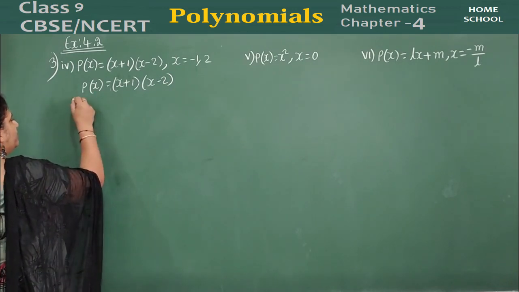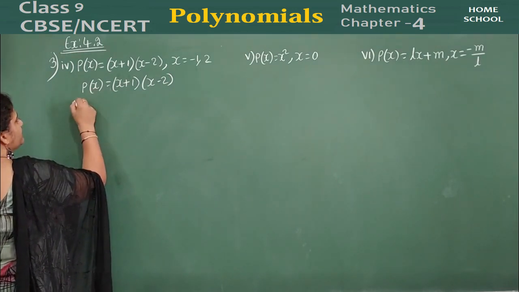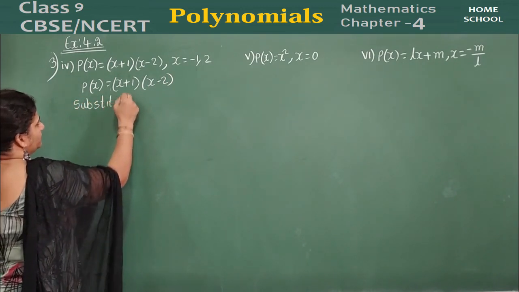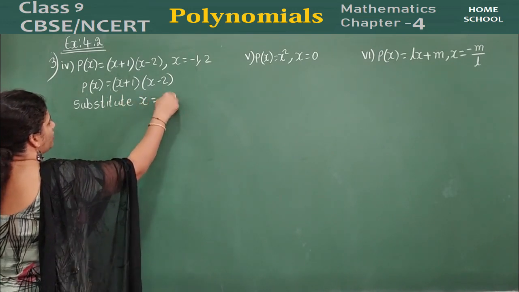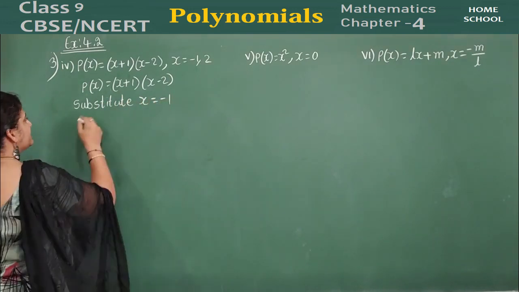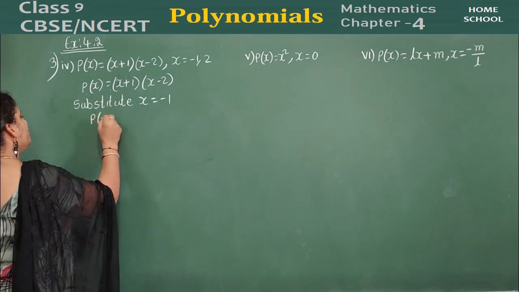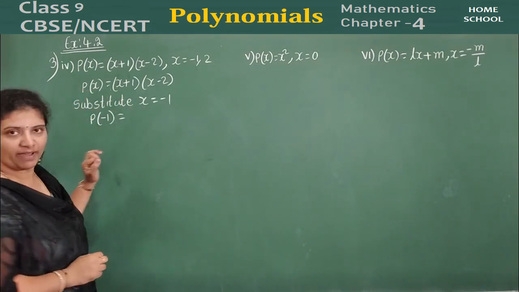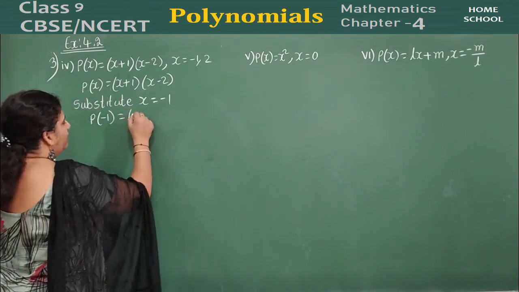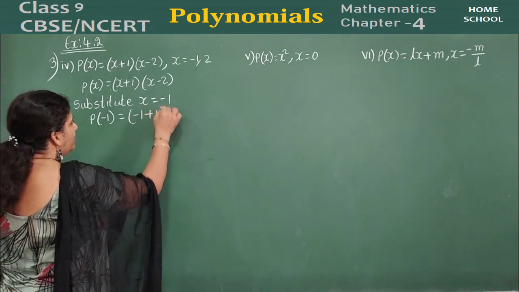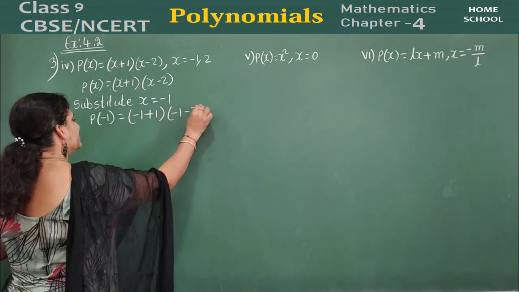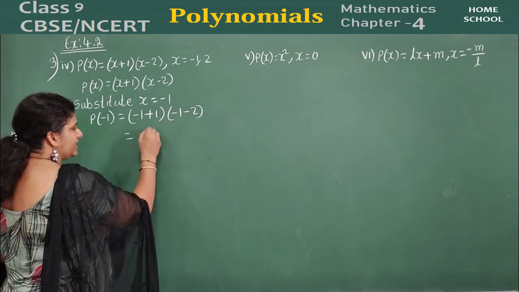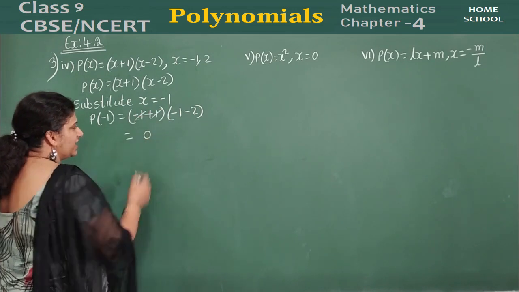Let's take the x value and substitute x is equal to minus 1. Substitute and see what happens. P of minus 1 is equal to, wherever you have x, substitute minus 1. That will be (minus 1 plus 1) into (minus 1 minus 2). Minus 1 plus 1 will be 0. Both will be cancelled, nothing will be left.